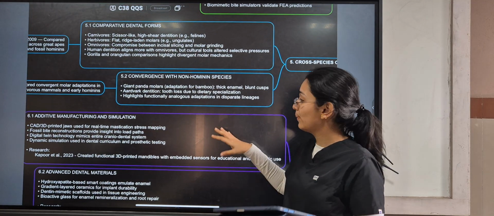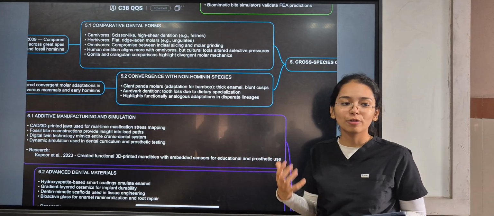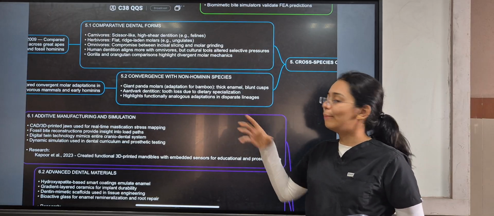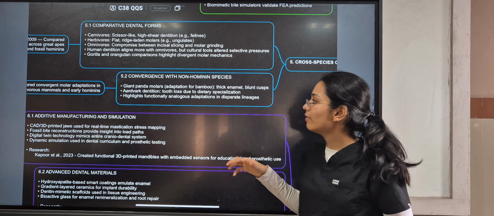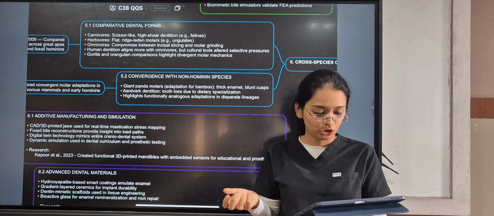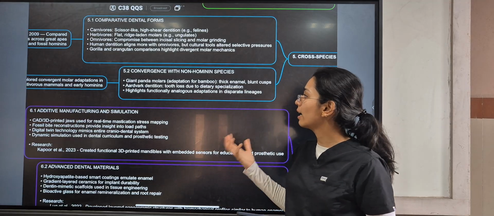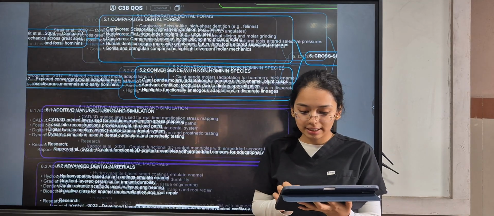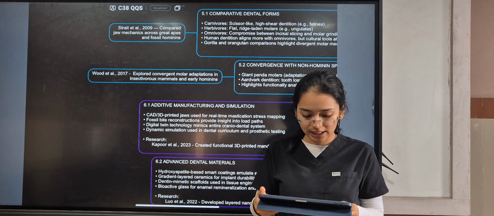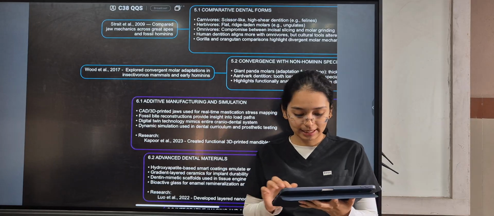Moving on to the convergence with non-hominid samples. Giant panda molars, because of their adaptation to bamboo, since they have bamboo as their prime food, have thick enamel and blunt cusps. Next we have aardvark dentition, that is tooth loss due to dietary specialization. This highlights functionally analogous adaptation in disparate lineages. And there was a study conducted by Wood et al. in 2017. It explored convergent molar adaptation in insectivorous mammals and early hominids.